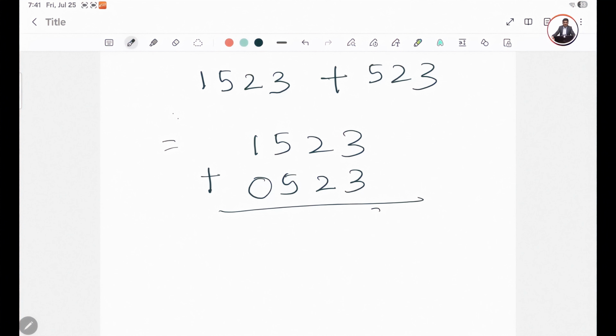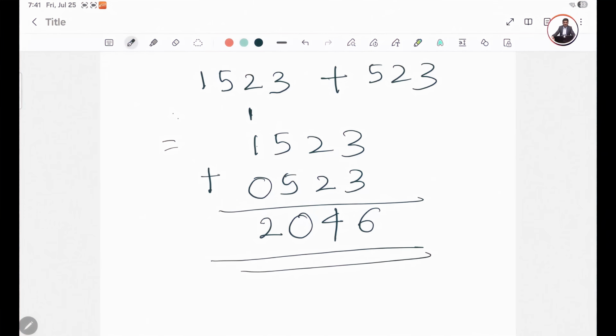And 3 plus 3 is 6. 2 plus 2 is 4. And 5 plus 5 is 10. We put 0 in here and then 1 goes to the other side. And 1 plus 1 is 2. So the answer is 2046.